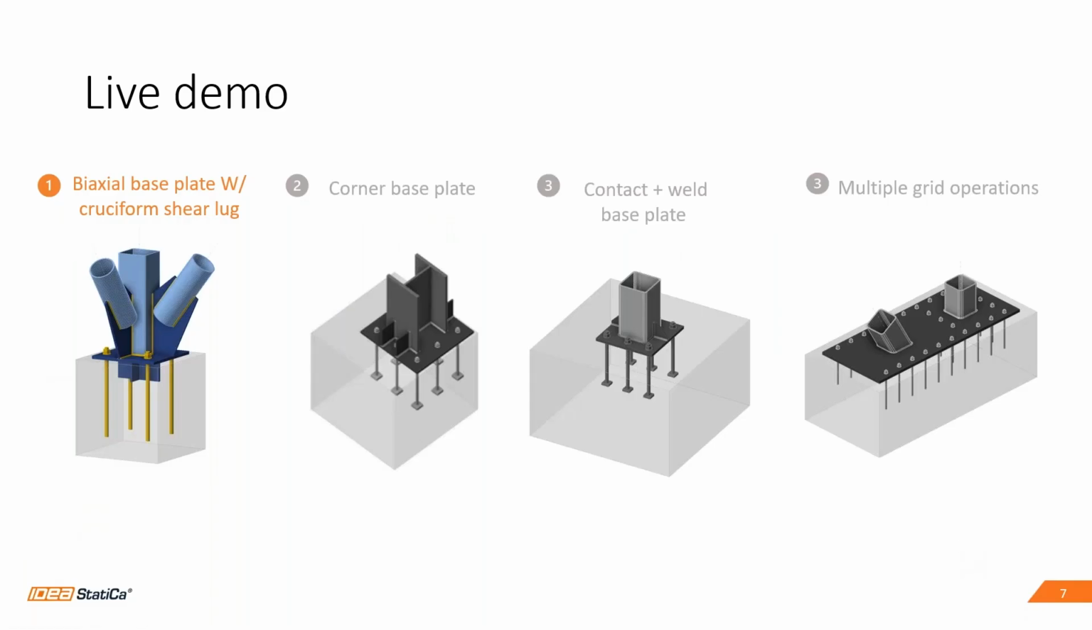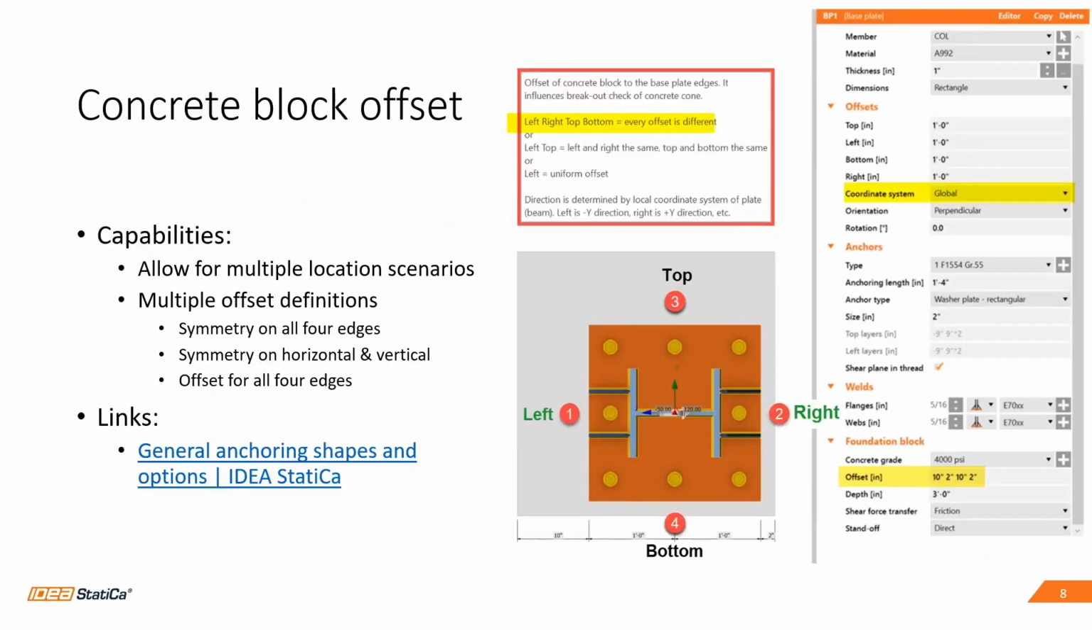our next demonstration, before we move on, what we'll cover on the corner base plate will be mainly the concrete block offset. This feature is found within the base plate operation, all the way at the bottom with the offsets. Typically you will only input one value. When you input one value, this offset is symmetrical for all four edges.